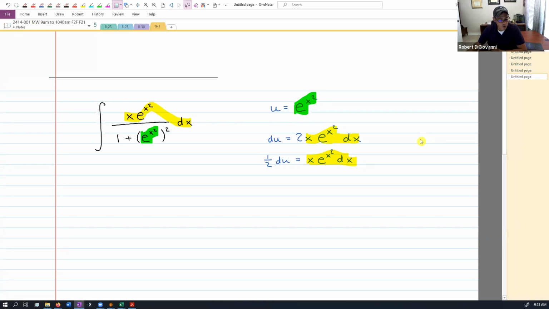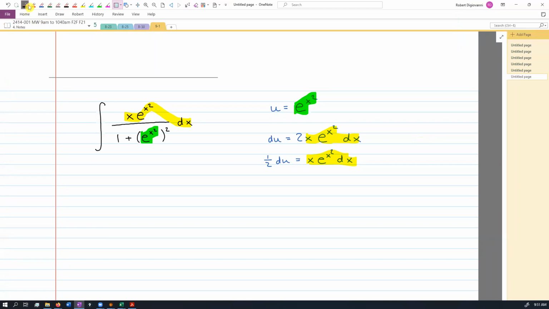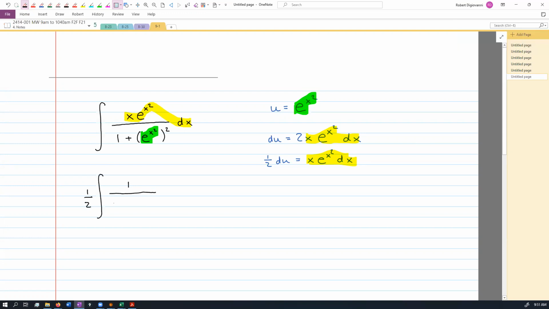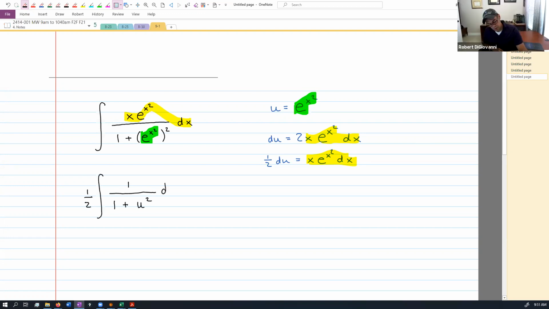So William, what will the new integral look like? It would be, well, 1/2 would be in the front. Okay, then it would be 1 over 1 plus u squared du. Good. Perfect. Y'all see that?